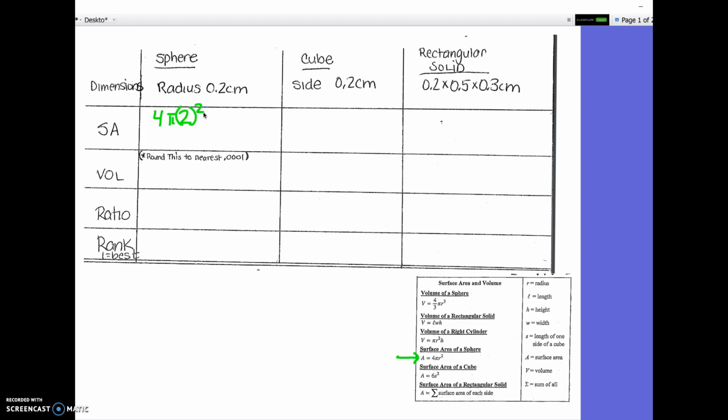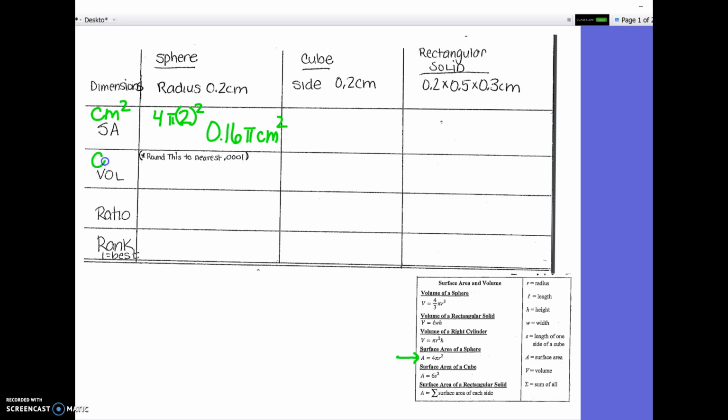So 4 pi times 0.2 squared. You can leave pi. You don't actually have to plug in 3.14 for pi. You can if you want to, but you're kind of wasting your time because pi is going to end up canceling. So if you work that out, you're going to get 0.16 pi centimeters squared. It's very important you remember your units. For surface area, it's always going to be squared. So in this case, centimeters squared.